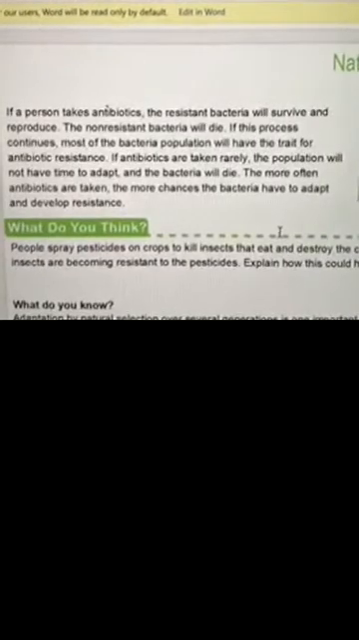Sure. If a person takes antibiotics, the resistant bacteria will survive and reproduce. The non-resistant bacteria will die. If this process continues, most of the bacteria population will have the trait for antibiotic resistance. If antibiotics are taken rarely, the population will not have time to adapt and the bacteria will die. The more often antibiotics are taken, the more chances the bacteria have to adapt and develop resistance.